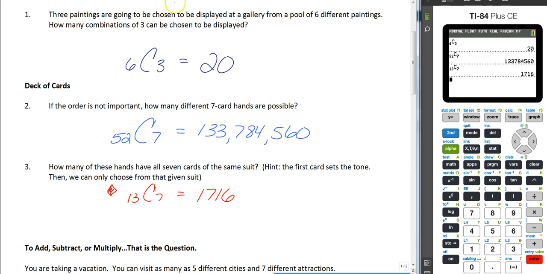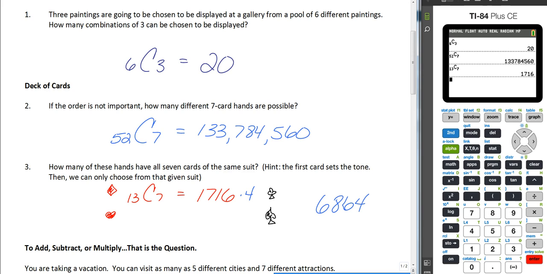1,716 options for diamonds. But then you also have that same number for hearts. You also have that same number for clubs. And that same number for spades. So each one of those has 1,716 different combinations. So if we have 4 different suits, we just have to multiply that by 4. And you would end up with 6,864 different ways to have 7 cards of the same suit.